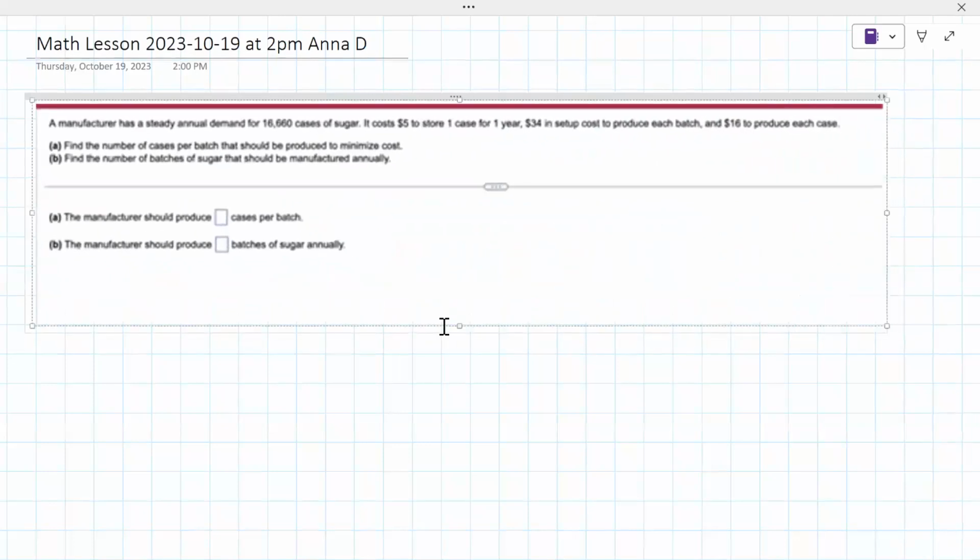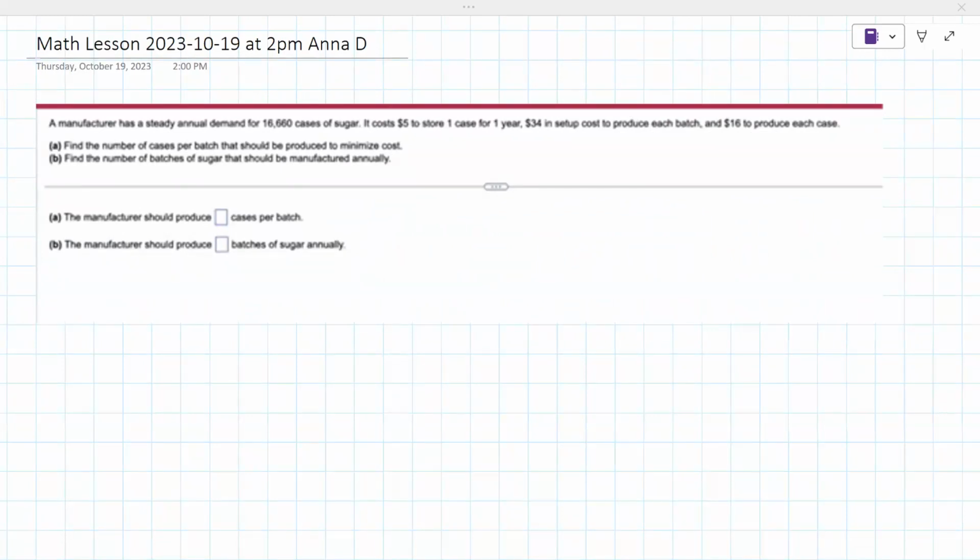Take a look here. A manufacturer has an annual demand of 16,600 cases of sugar. It costs $5 to store one case for 1 year, $34 in setup costs to produce each batch, and $16 to produce each case. Find the number of cases per batch that should be produced to minimize the cost. So there is an equation for this, and I don't know the equation, so I'm going to look it up real quick. But it's one that's just used in this class for this type of demand.